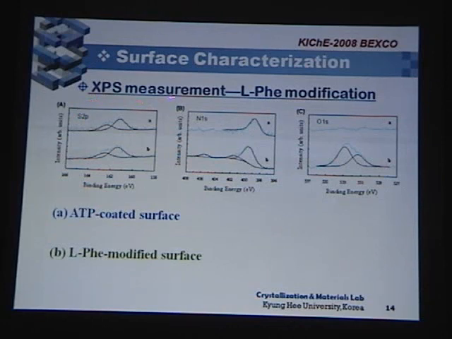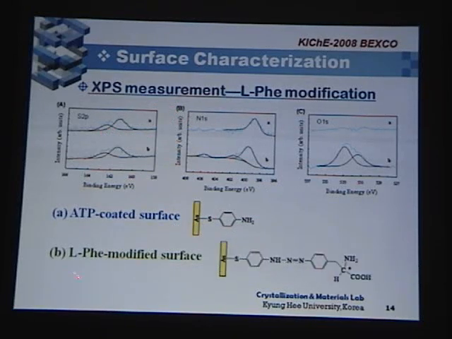This is the XPS result of the alpha-anion modified surface. A represents the ATP modified surface. B represents the alpha-anion modified surface. From the S2p region, we can see that both of these two surfaces have sulfur atom peaks, so it is related to the sulfur combined to both surfaces.